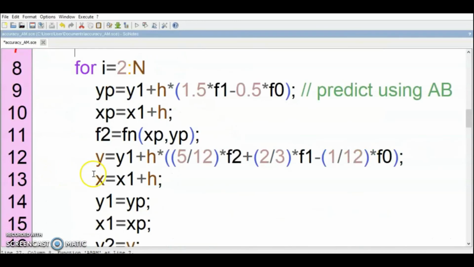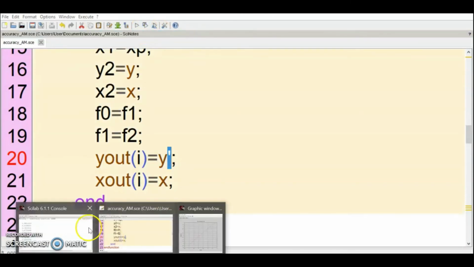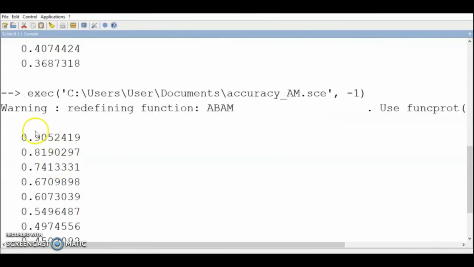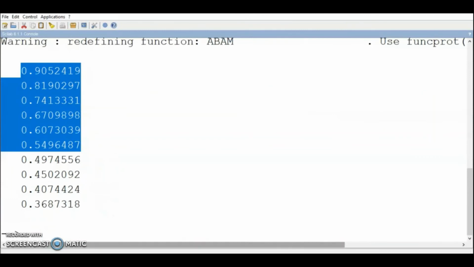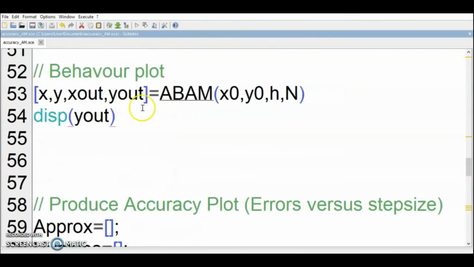Okay, from the trapezoidal. Now when i is 2, I have my... so the best way to do this, I don't know, I'll just have to try it and see. Yeah, that automatically fixed that y1. Okay, that's good. So what you do here now, I'm showing you how to do the behavior plot, okay?